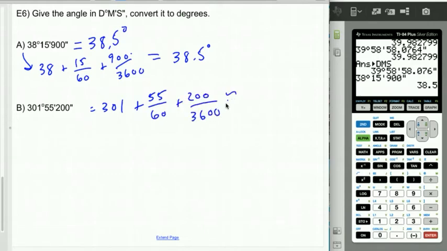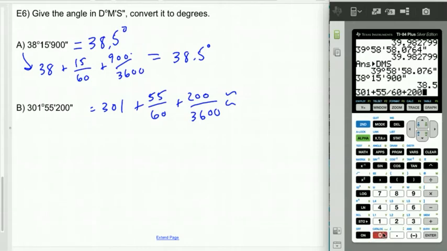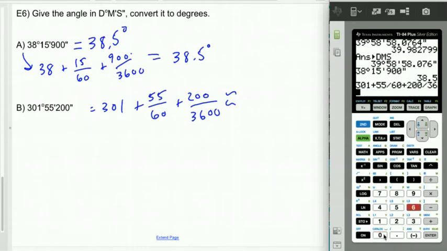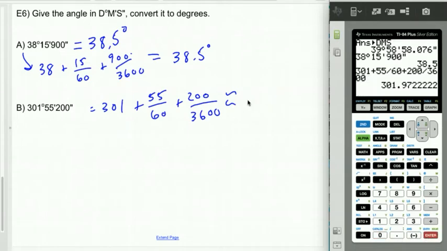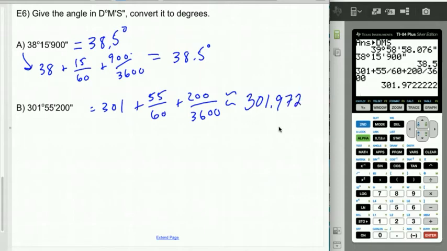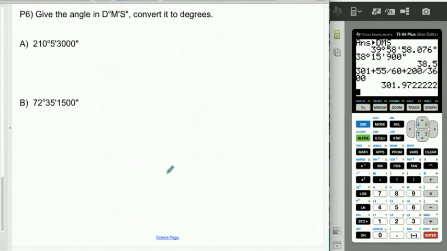And then I'm going to get an approximate answer. I didn't have to write approximate for the top one because I wasn't rounding that. It really is 38.5. So 301 plus 55 over 60 plus 200 over 3600, and there you have it. So this one is rounded: 301.972. It's approximate.